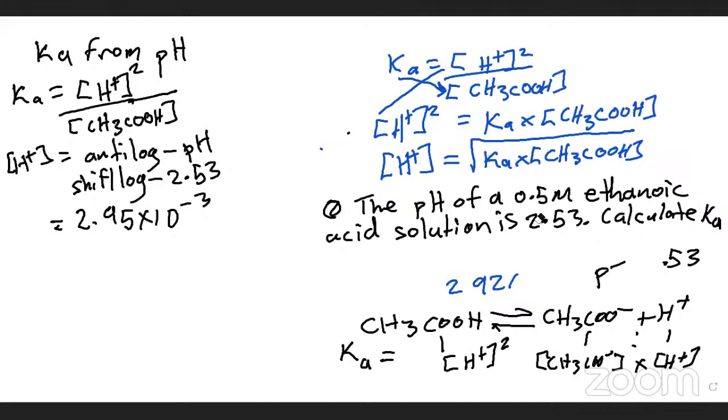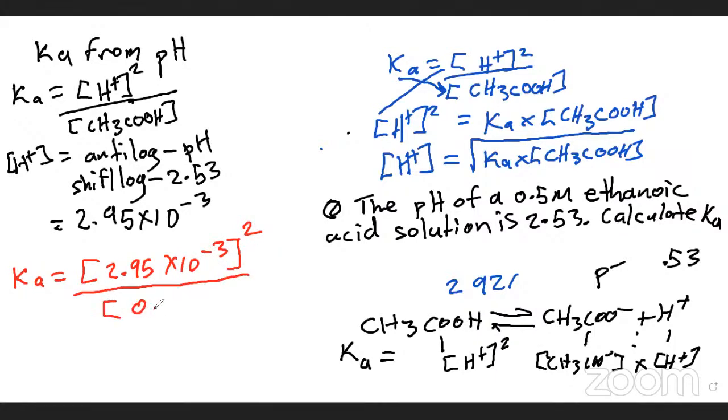All right, so all we need to do now is continue and say Ka is equal to 2.95 times 10 to the minus 3, and we square that, divided by the concentration of the acid, which was 0.5. You can work that out and share your answer.